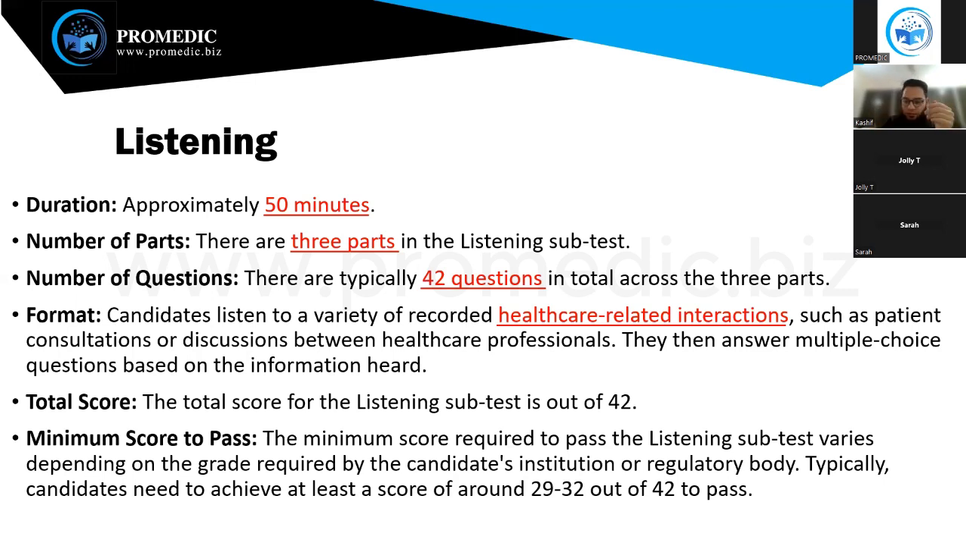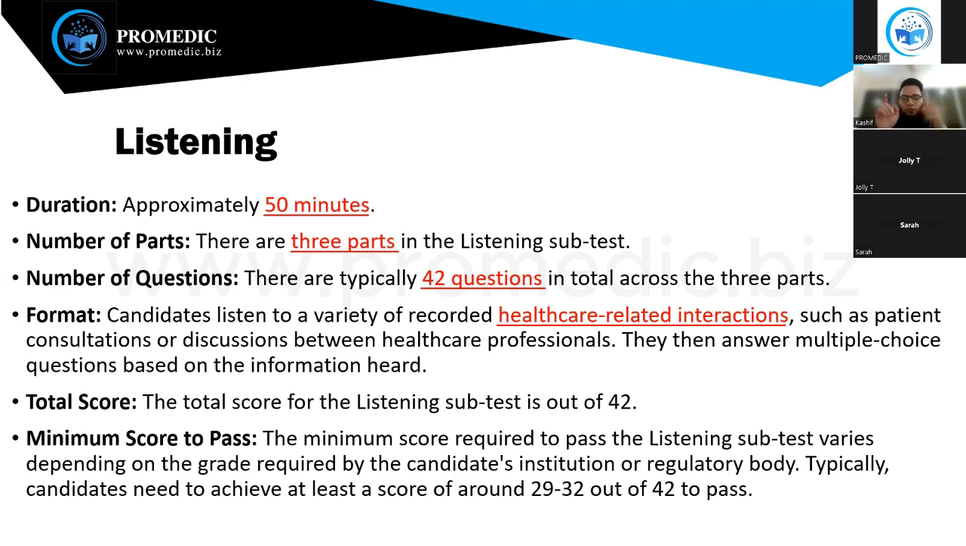Now, as someone has asked in the chat, what is the minimum score to pass? The minimum score required to pass the listening subtest varies depending on the grade required by the institution or regulatory body. Typically you need to achieve, I would say, 30 out of 42 to pass, but listening is one of the easiest subtests in the OET exam. So let's be realistic. Not every person is the same, not every person has good listening skills, and not everyone has the same capability to manage time.